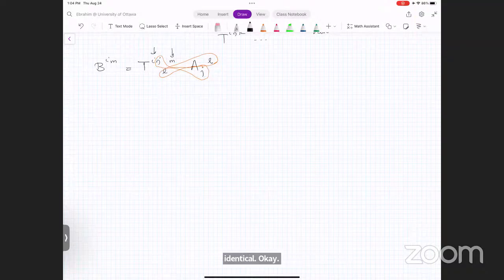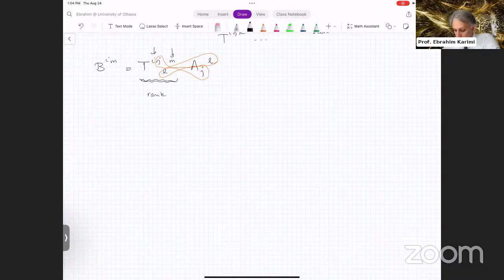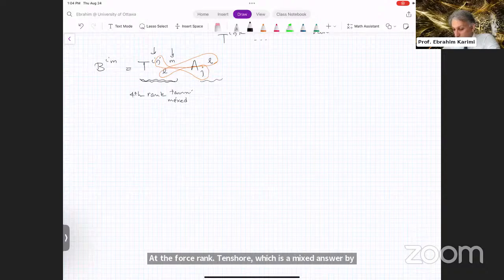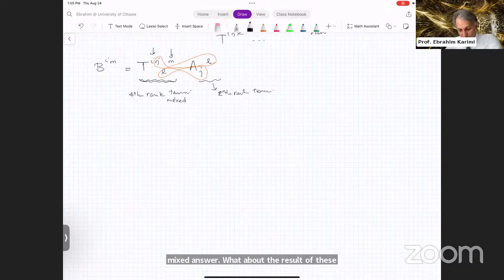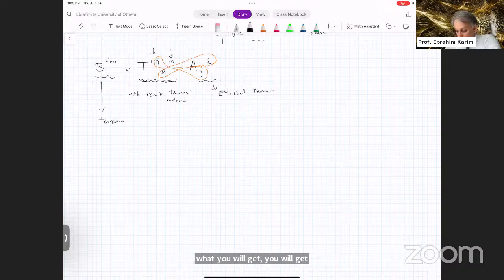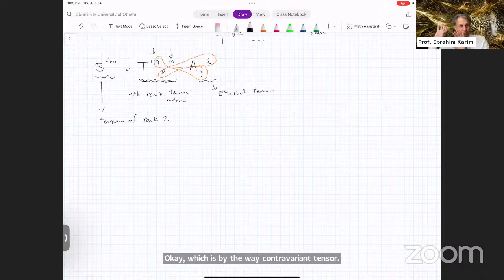And Amir Hussein has asked, so we should count the dummy indices too as the rank of the tensor? Yes, if you look at this tensor T, of course the dummy indices are important. So it is a fourth rank tensor, which is a mixed tensor, by the way. Okay. What about A? This is also a second rank tensor, which is again a mixed tensor. What about the product of these two, doing the summation over the dummy indices? You will get a tensor of rank 2, which is, by the way, a contravariant tensor. So you have two mixed tensors, you sum over the dummy indices, and you get a rank 2 contravariant tensor. Okay.